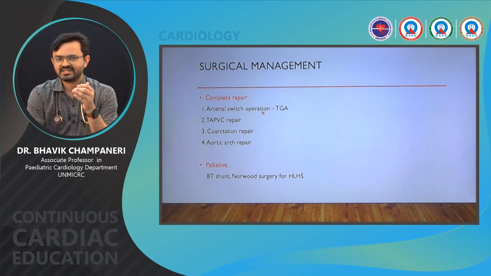Talking about surgical management, there can be complete repair in case of arterial switch operation. In case of TGA, it can be arterial switch operation. In case of TAPVC, we can repair TAPVC. Coarctation, arch repair, these are all complete surgical repair. While certain cases like duct dependent pulmonary circulation, where we want an alternative pulmonary blood flow, they can be palliated with BT shunt or Norwood surgery in case of HLHS or hypoplastic left heart syndrome.